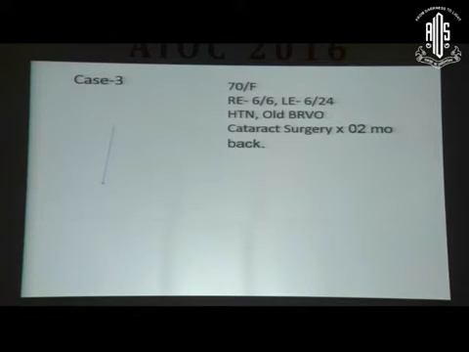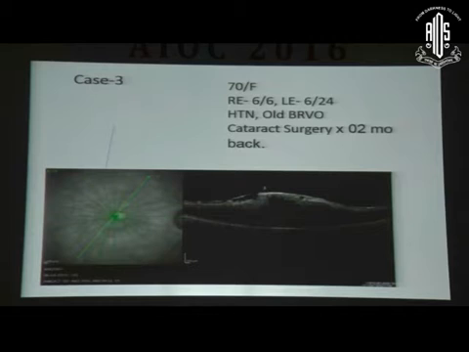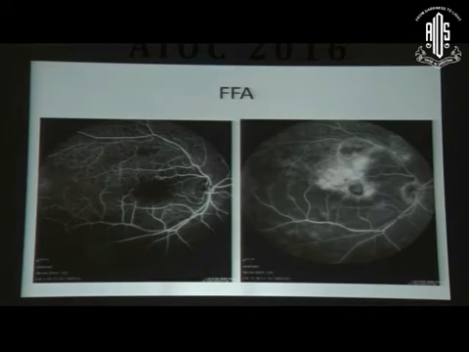This is another case, a 70-year-old female, left eye 6/24, hypertensive, old BRVO, underwent cataract surgery 2 months back, and this is the OCT picture. You can see a thick ERM with cystoid edema. So here also you are in a dilemma what to do. You can see a sclerosed vessel there, old BRVO, and this is the FFA. This leakage is typical of the BRVO, vascular. It is not because of the traction. So the FFA plays a part in our management.